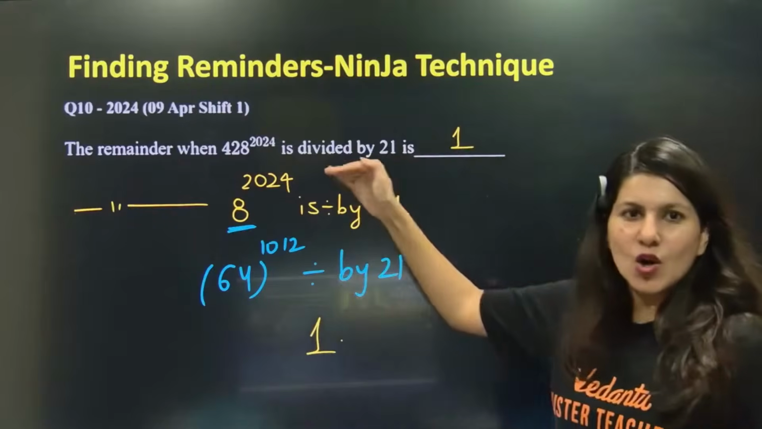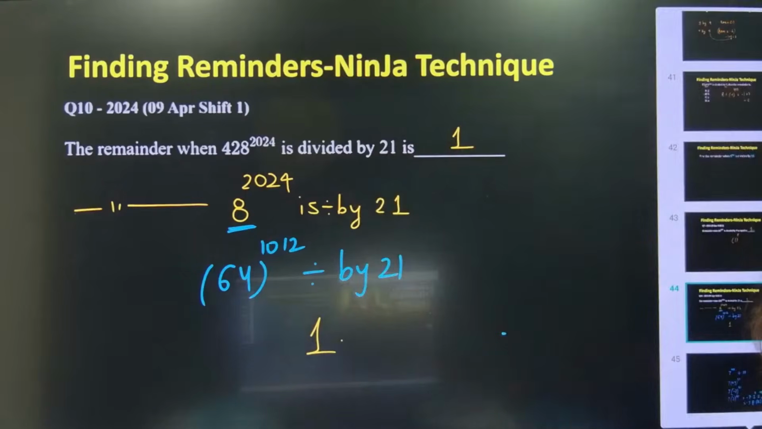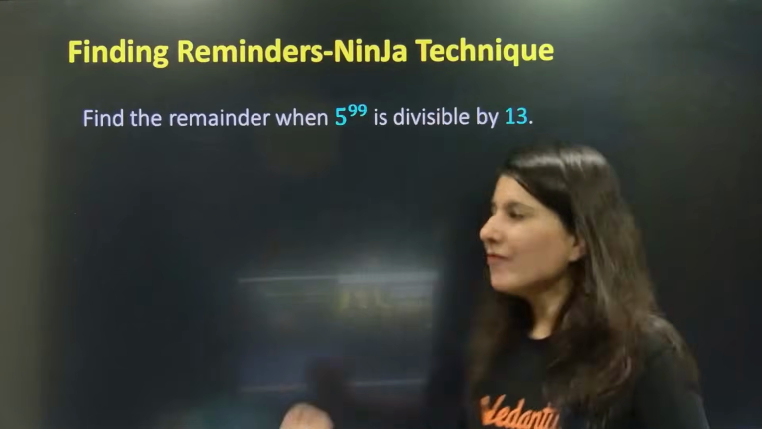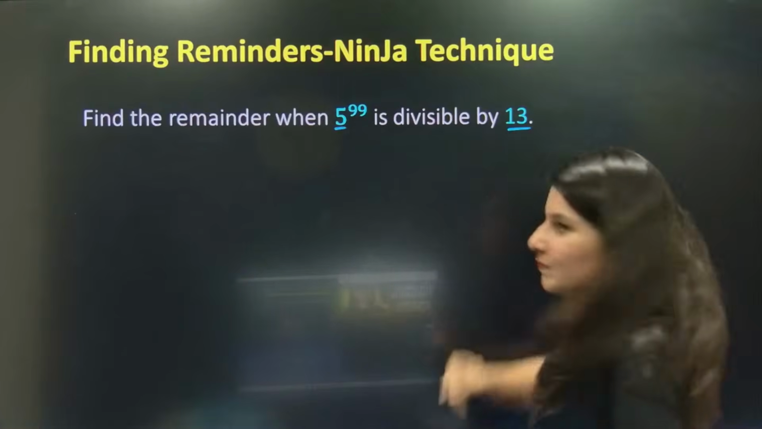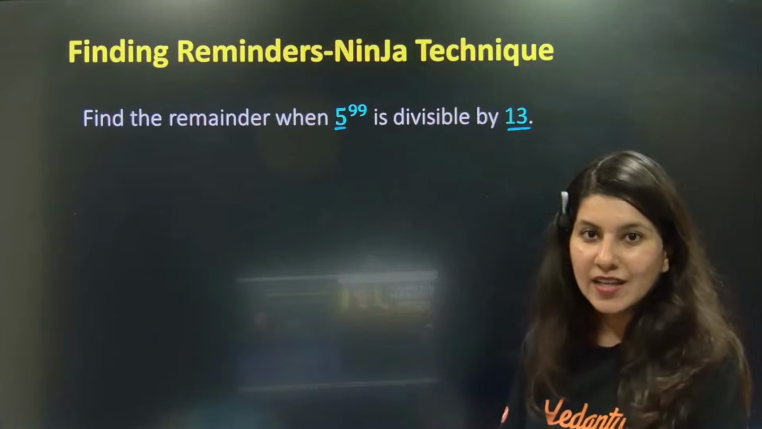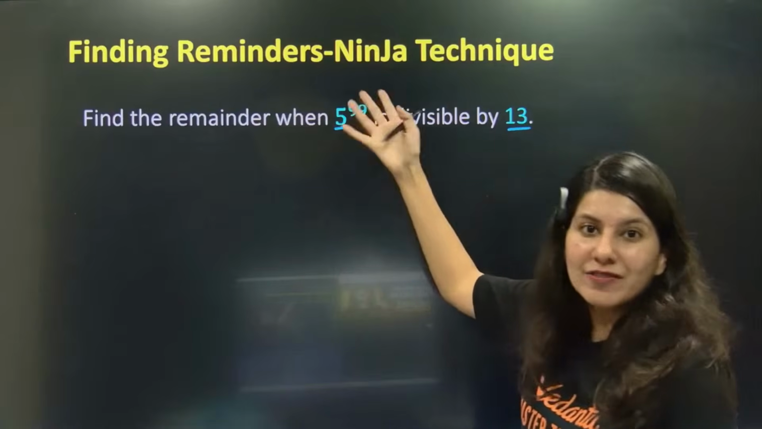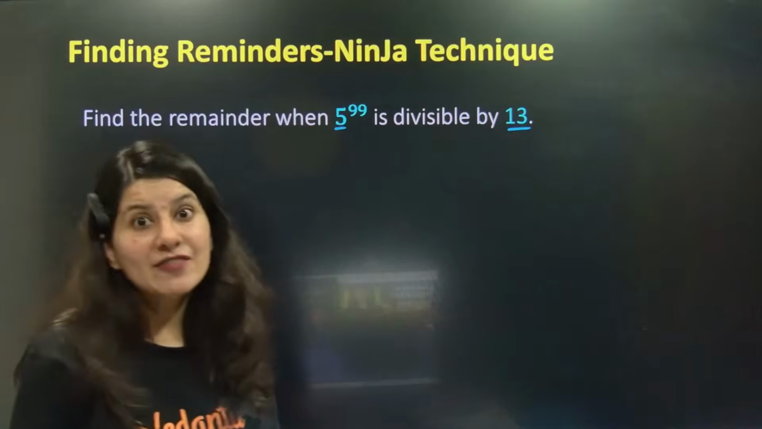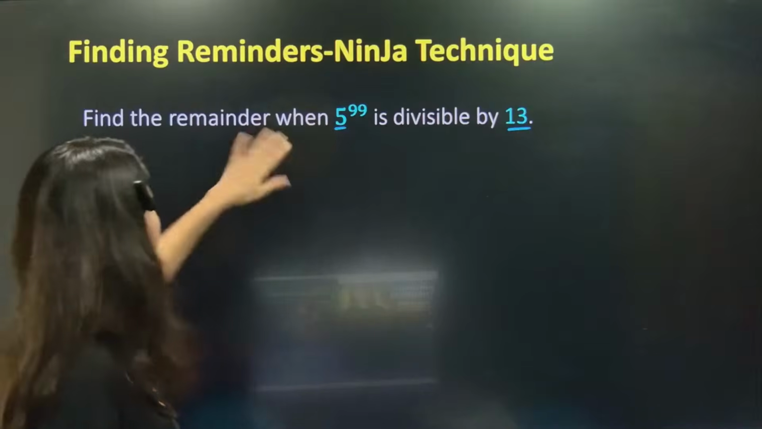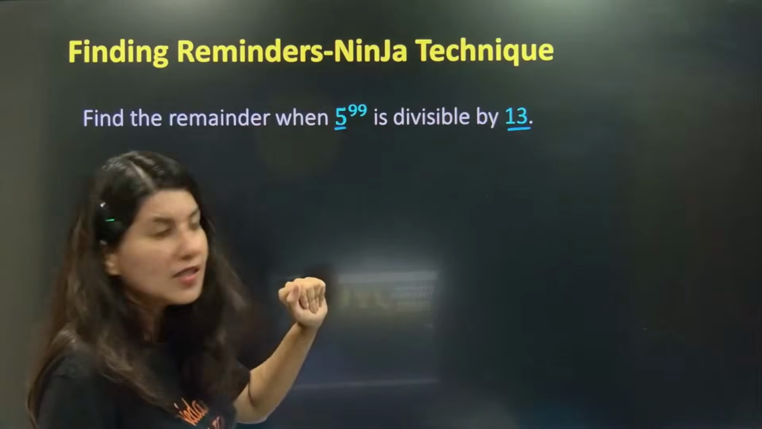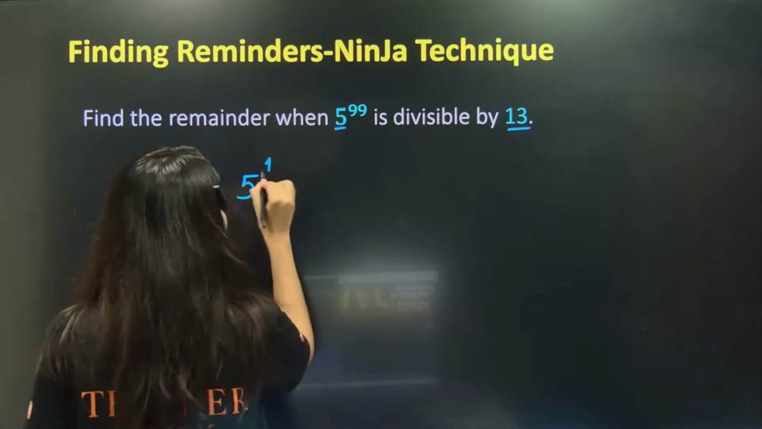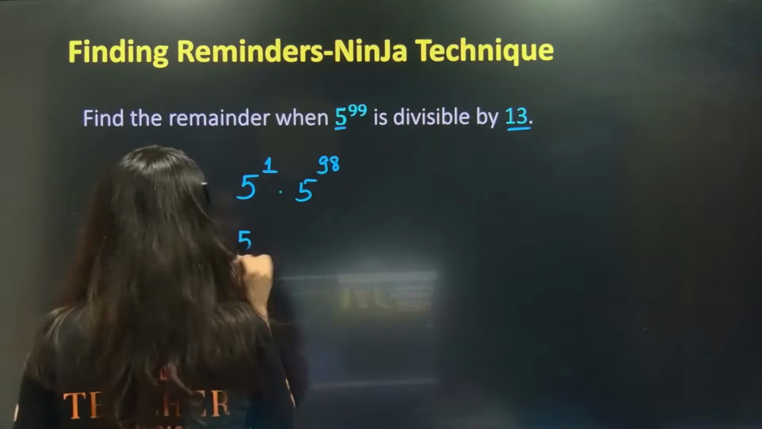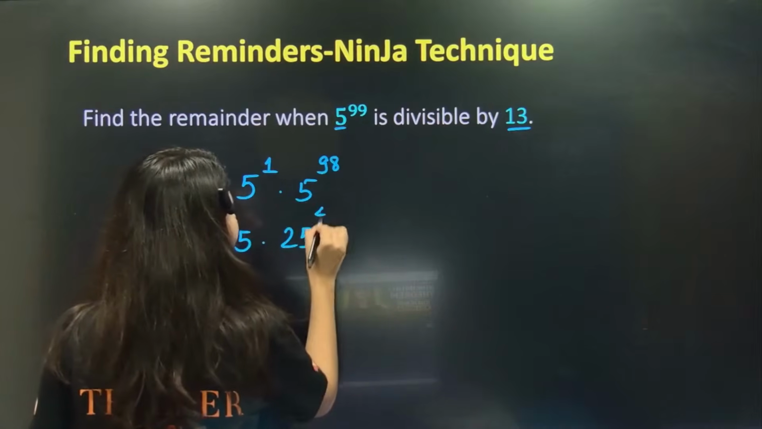So sometimes not directly, but you can still reach the final answer. Just like this, 5 power 99. Now ma'am, 5 and 13, no relation. So how can we increase the power of 5? Ma'am, the next power of 5 is what? 25. Can we make this 25? We cannot directly because 99 is the power. So what we can do is 5 power 1 times 5 power 98. Try making this 25 now. So 5 and then 25 power 49.